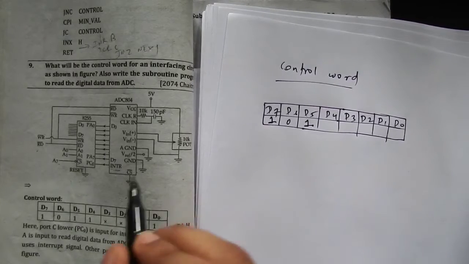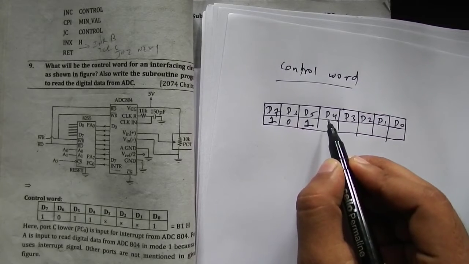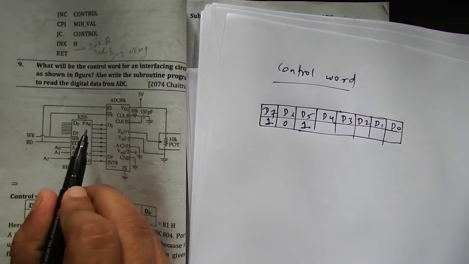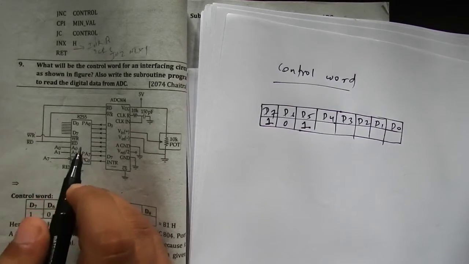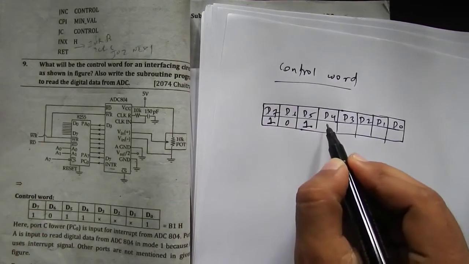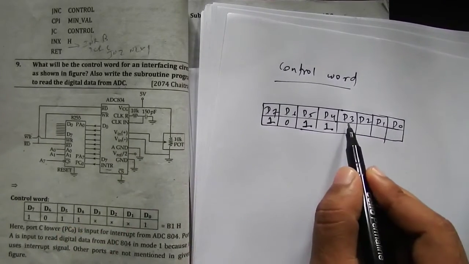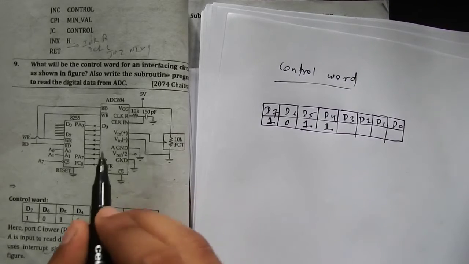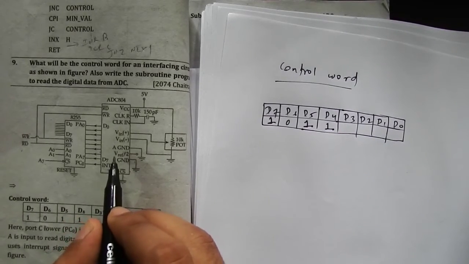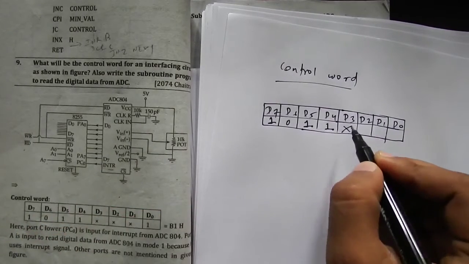So moving on, we have D4, and D4 is port A, and as you can see here that port A is input, therefore we will write 1 here. And then D3 is port C upper, and no information is given about port C upper, therefore we'll write don't care here.